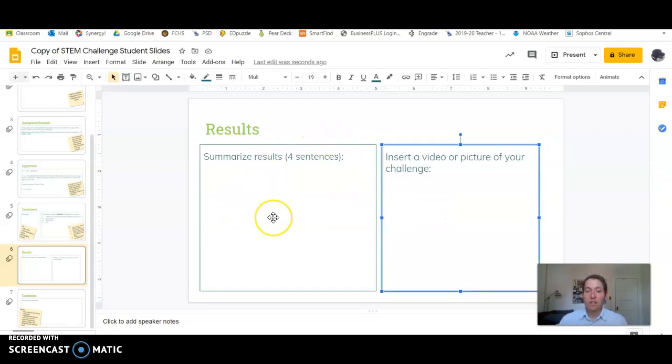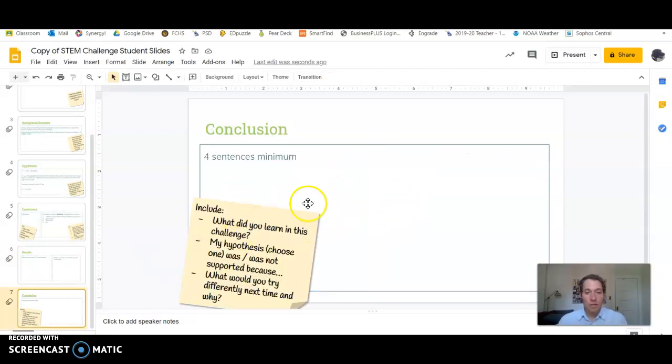The results: I constructed a tower that was at least 40 inches tall. You're going to summarize some issues that you had maybe, but write down 4 sentences. And then this week we'll work together on the conclusion, the later part, which is going to answer these. As long as you can answer these, you're going to be okay.